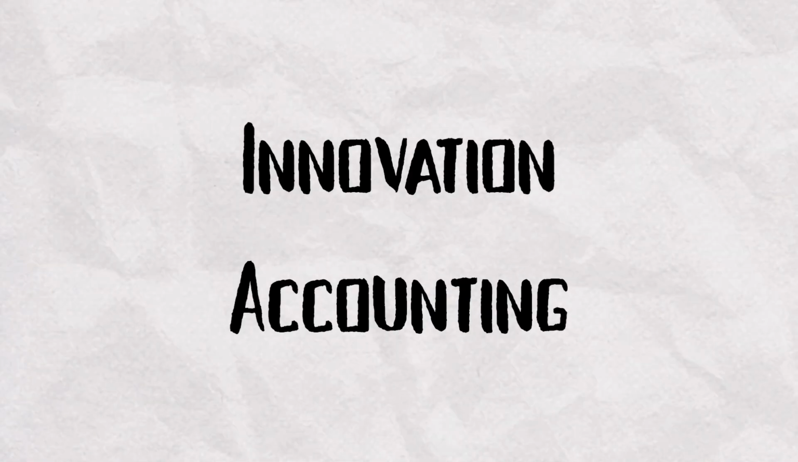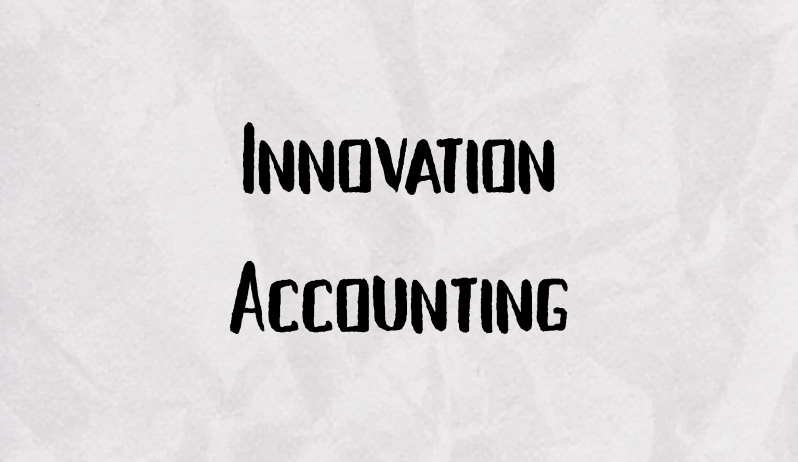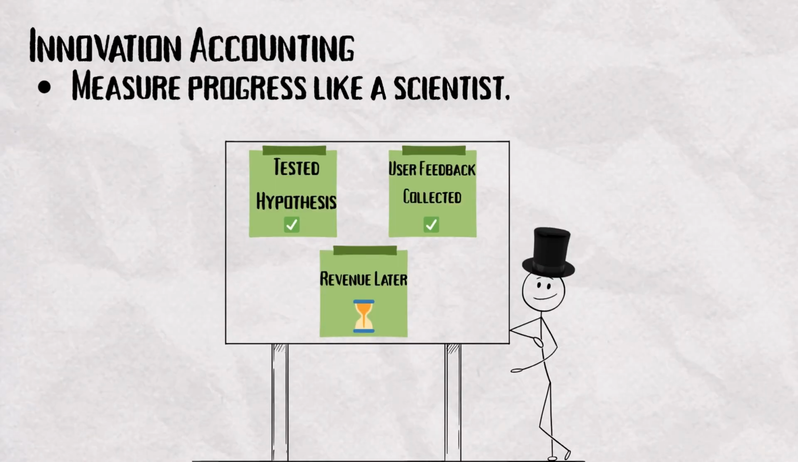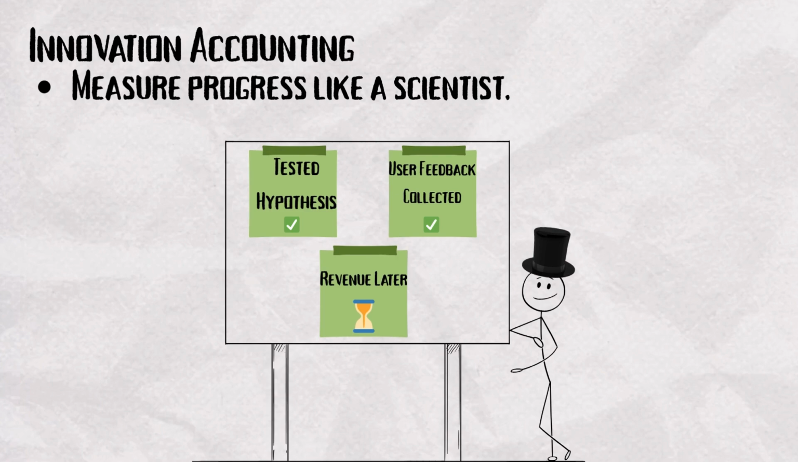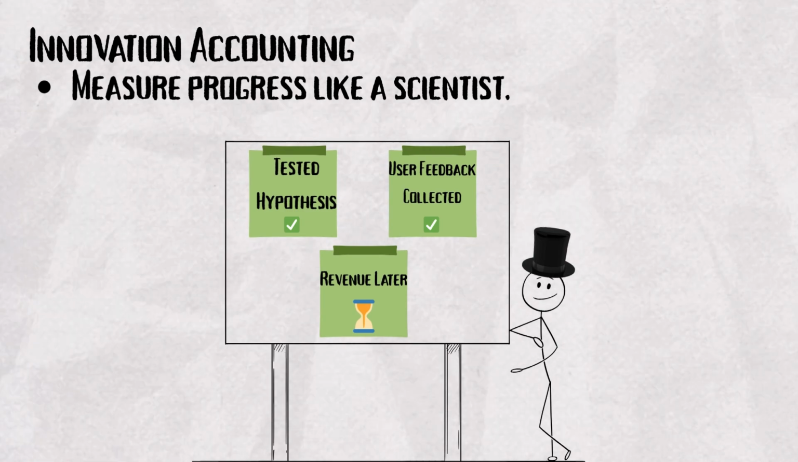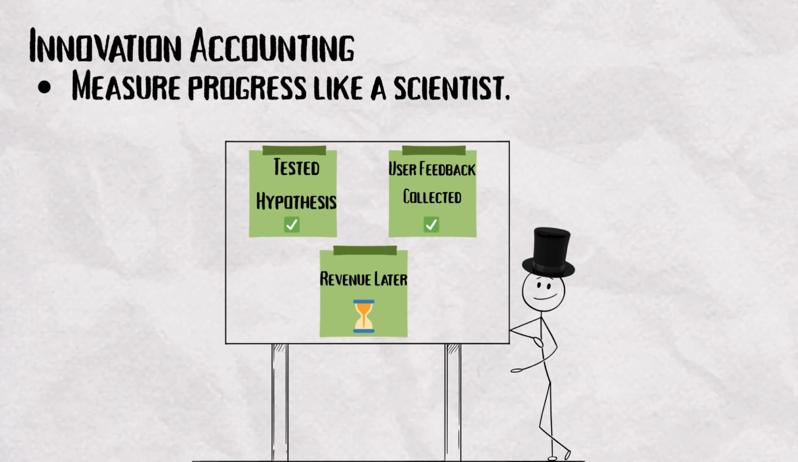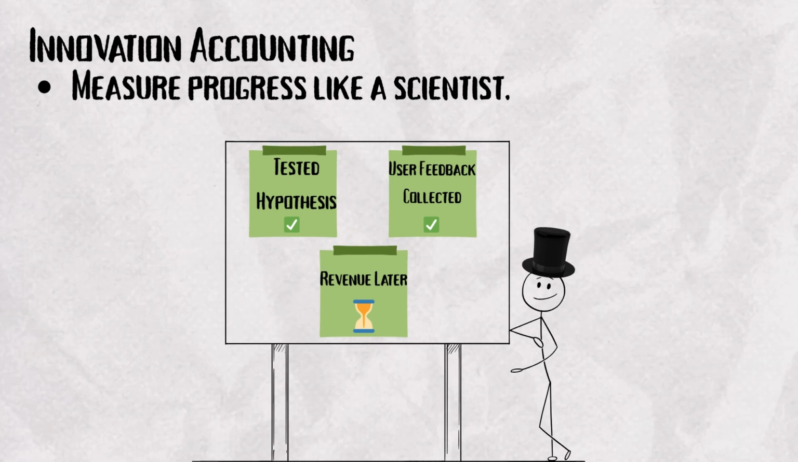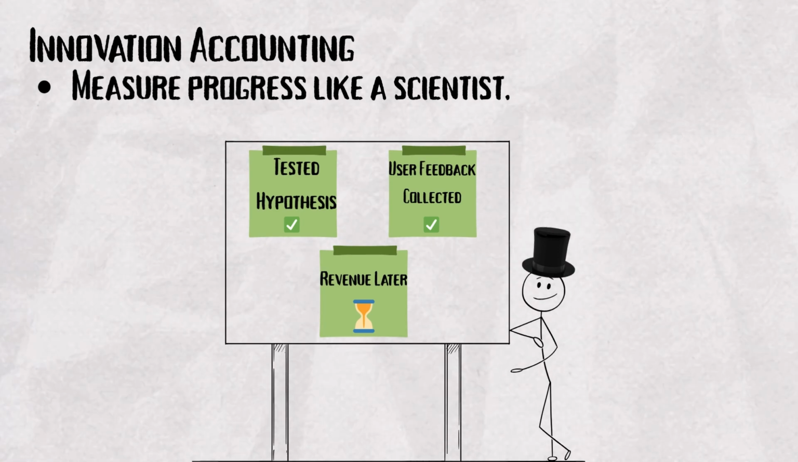Idea number 5. Innovation accounting. Traditional accounting looks at revenue and profit. But in a startup, those numbers can take forever to show up. So Eric introduces innovation accounting. That means tracking progress with learning milestones. Did we test that hypothesis? Did we validate that user need? Did we improve that metric?